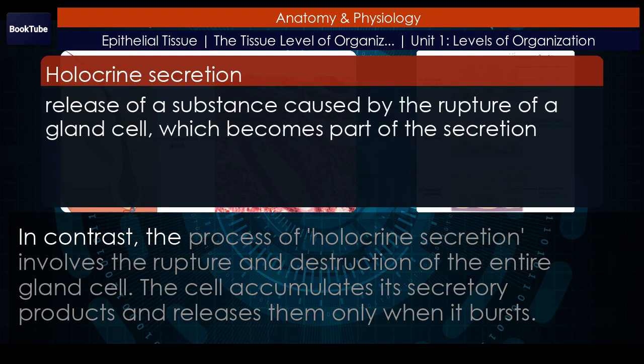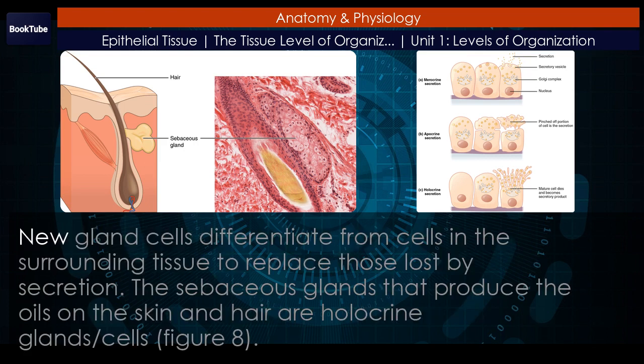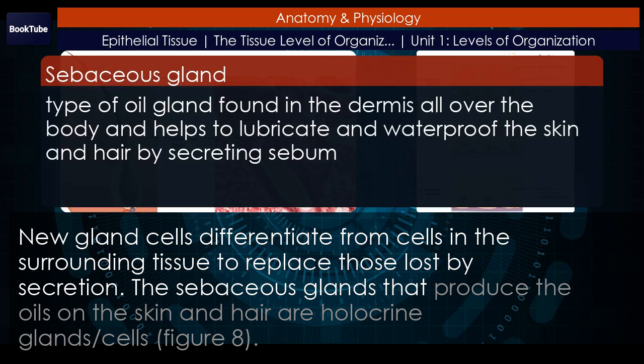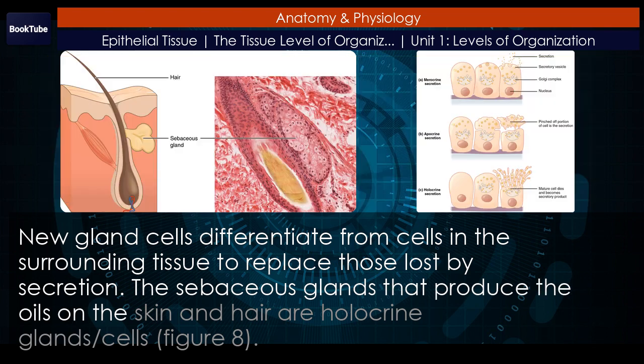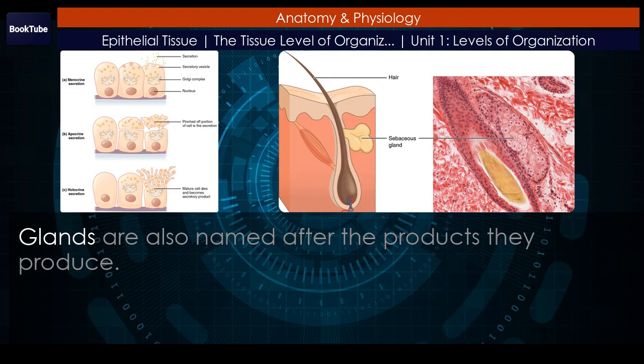In contrast, the process of holocrine secretion involves the rupture and destruction of the entire gland cell. The cell accumulates its secretory products and releases them only when it bursts. New gland cells differentiate from cells in the surrounding tissue to replace those lost by secretion. The sebaceous glands that produce the oils on the skin and hair are holocrine gland cells. Figure 8. Glands are also named after the products they produce.